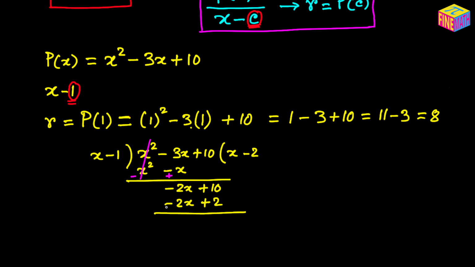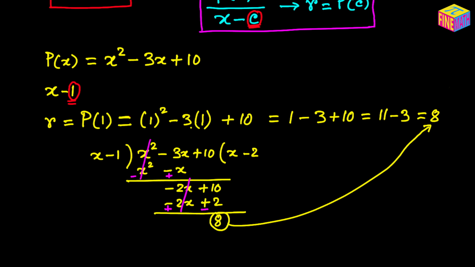And again the sign will change. This becomes plus, this becomes minus. Then this is going to cancel out each other. And here we are going to be left with 10 minus 2, that is 8. So that is our remainder, and that's exactly equal to the remainder that we got by using the theory, right? So we have proved that yes, the theory is working, right?